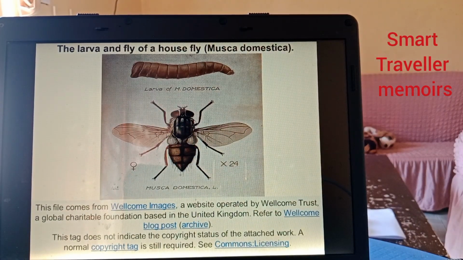So, those are the specimens which were given for question 2. The larva and the fly of a housefly. A housefly scientifically is known as Musca domestica. And there I've given attribution, where I'm saying this file comes from Wellington Images and so on. You can check that one at your own time. So you have got larva of M. domestica and the Musca domestica itself.